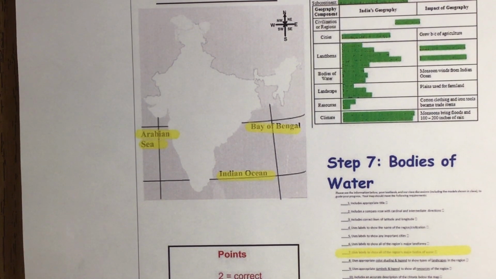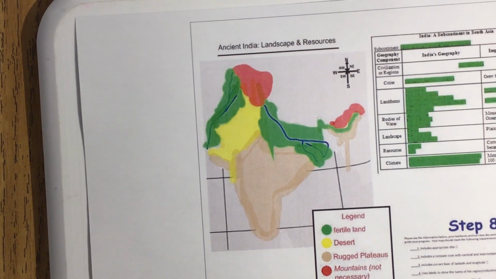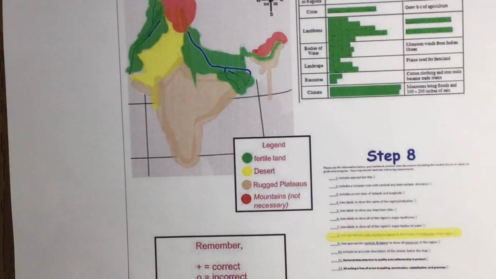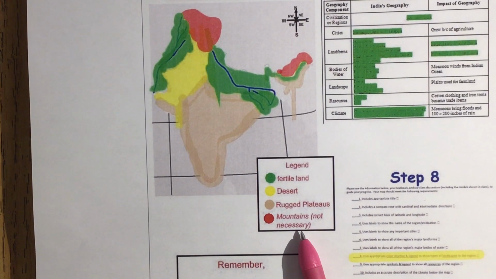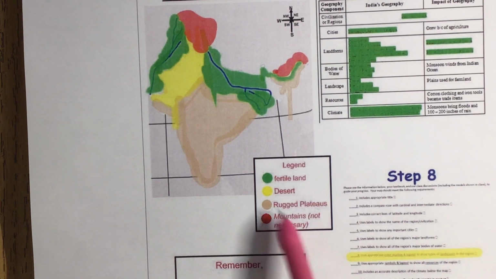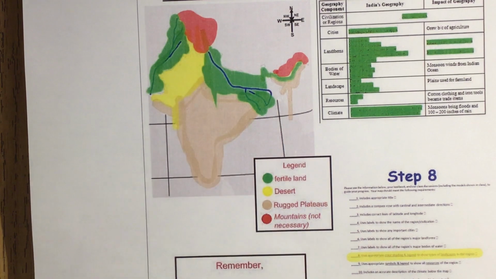Okay, step 8 is by far the hardest step. This is landscape. Now mine was colored with a digital tool and it looks terrible, okay? So let's just humor me, okay? Landscape, first of all, we should have 3 colors. Now, I added a 4th one, but see, I said not necessary. Some people felt like they wanted an extra color for mountains, but it's okay. So if you didn't add mountains, the rugged plateaus could have been this area up here.